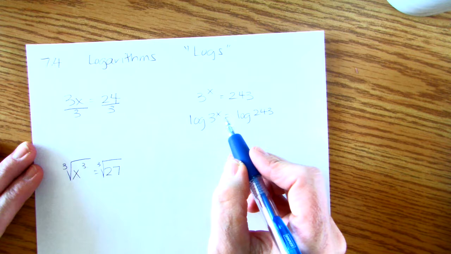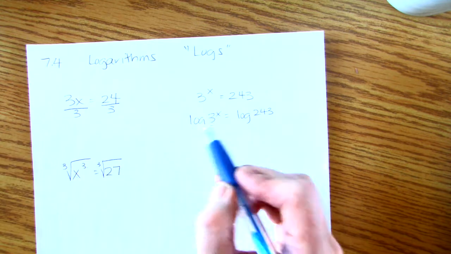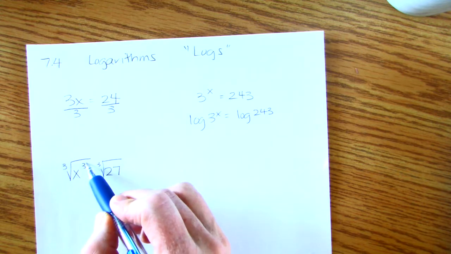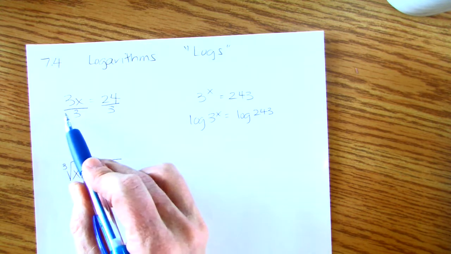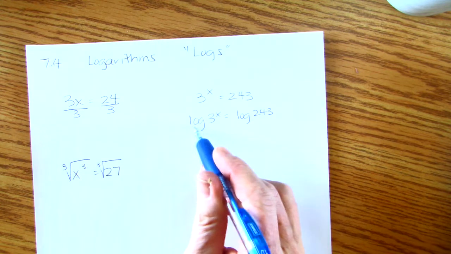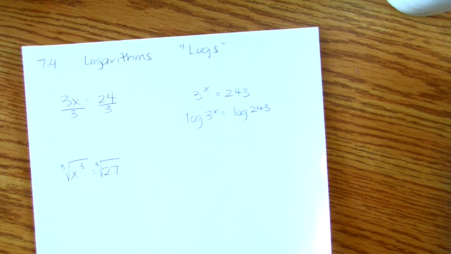I'm not going to show you right now how that then works out, but basically a log undoes an exponent, just like a root undoes a power and division undoes multiplication. So that's the first thing you can think of. It's sort of a symbol, except we use a word.